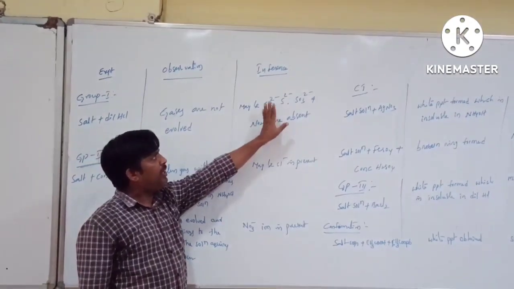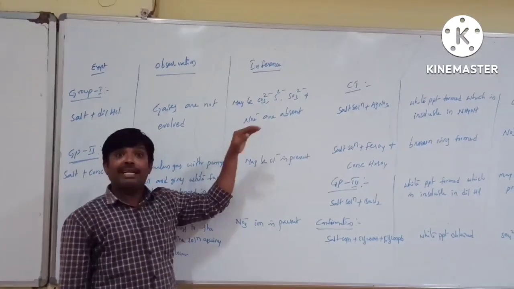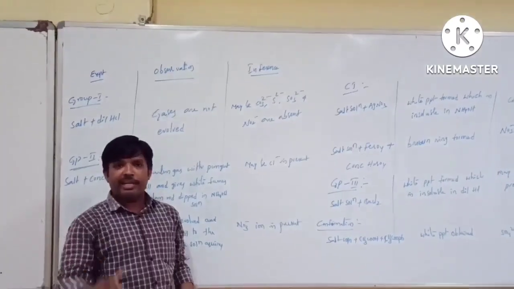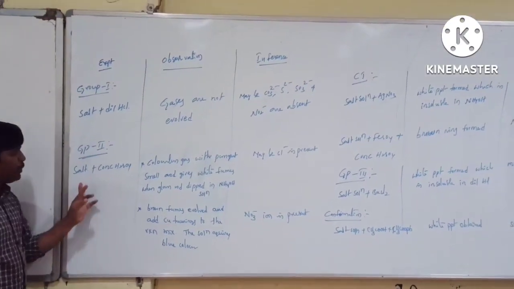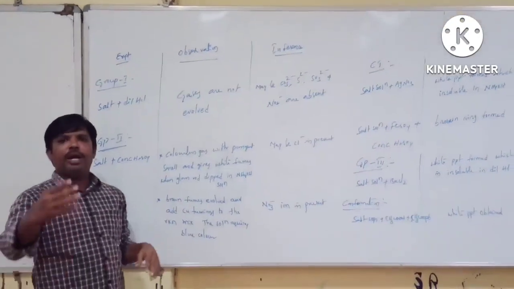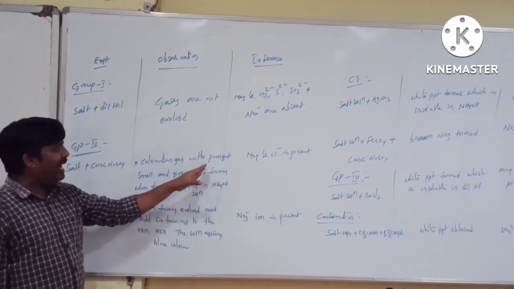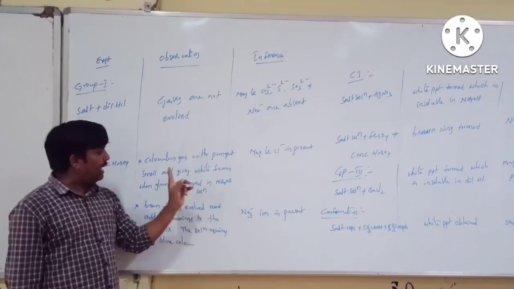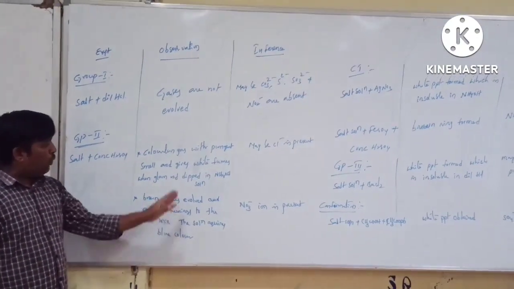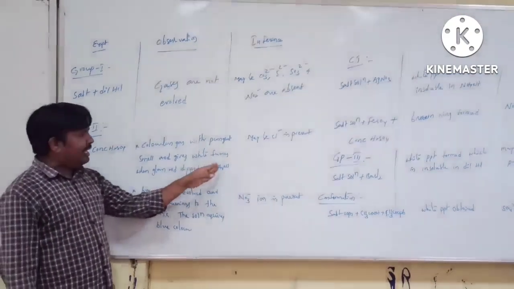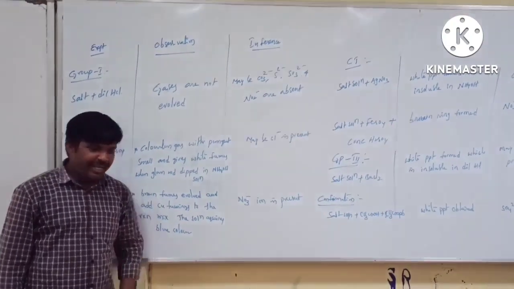Maybe carbonate, sulfide, sulfite and nitrate are absent. Then group 2: salt plus we have to add concentrated H2SO4. Add H2SO4. Colored gas with a pungent smell. Okay, colored gas with a pungent smell gives white fumes when a glass rod dipped in NH4OH solution is shown.